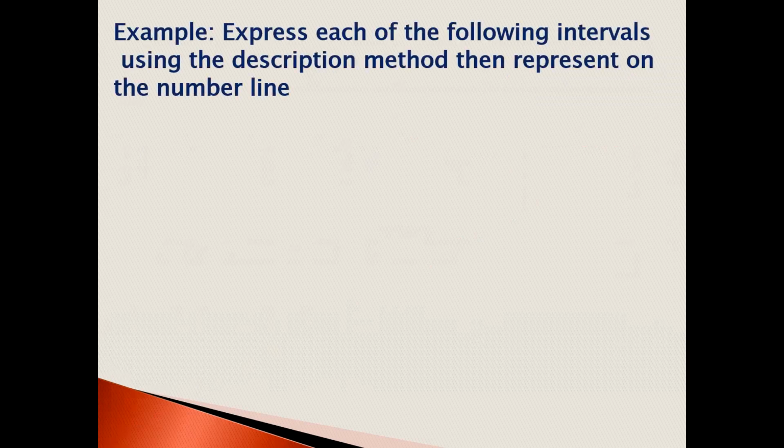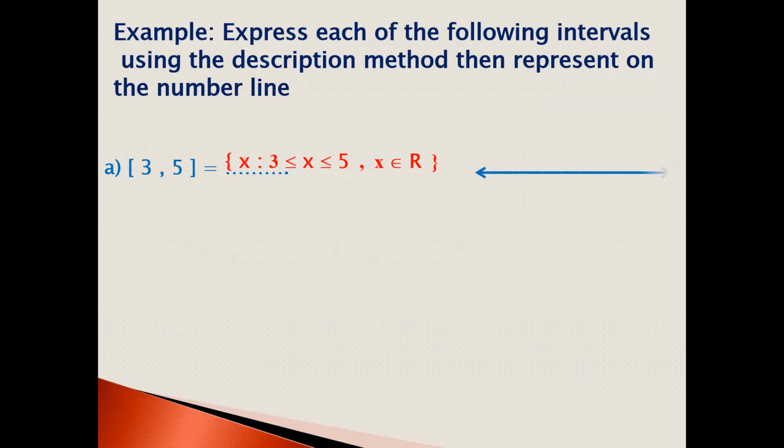For example, the exhibit shows the following intervals. Use the description method, then present them on the number line. Here I have 3 and 5 closed. So 3 is included and 5 is included. So it will be the set x such that x belongs to R, x more than or equal 3 less than or equal 5, because I have here a closed interval, so it will be "or equal". And write it on the number line. I make a number line. I put a point on 3, a point on 5. I close 3, I close 5, and join between them.